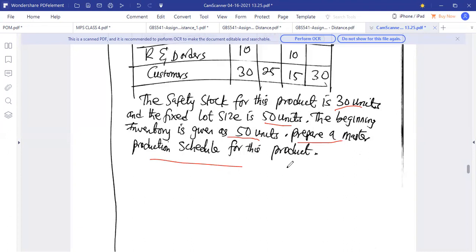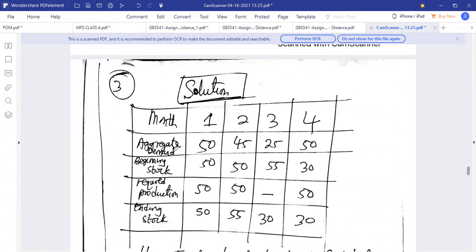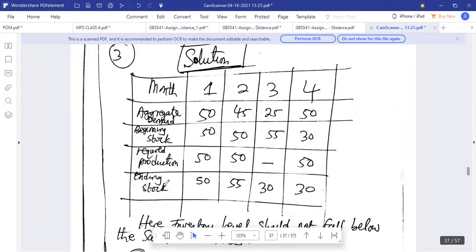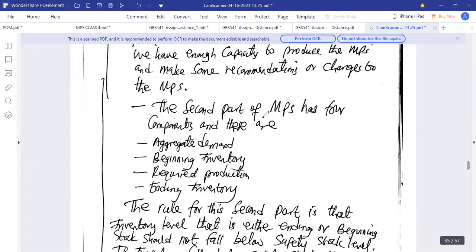So the first thing to do here is to aggregate the demand. So for the solution here, go for the four components. The first one is aggregate demand, then beginning inventory, required production, and ending inventory. When you have the lot sizing part of it, it means we are in production. This is the second part of the master schedule, which I mentioned has these four components. Okay, so what is happening now?